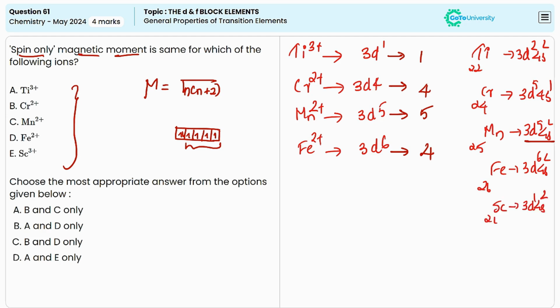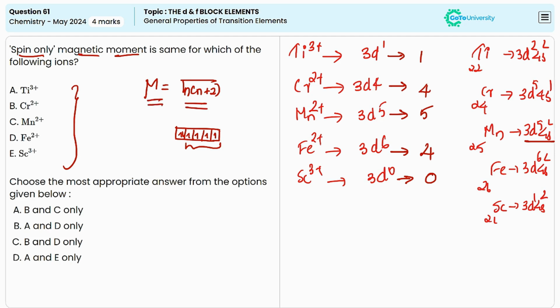The last one is scandium 3 plus ion. Scandium has the atomic number 21 with electronic configuration 3d1 4s2. When 3 electrons are removed, the number of d electrons will be 0 and the number of unpaired electrons will be again 0. When two species contain the same number of unpaired electrons, their magnetic moment values will be equal as per the given equation.